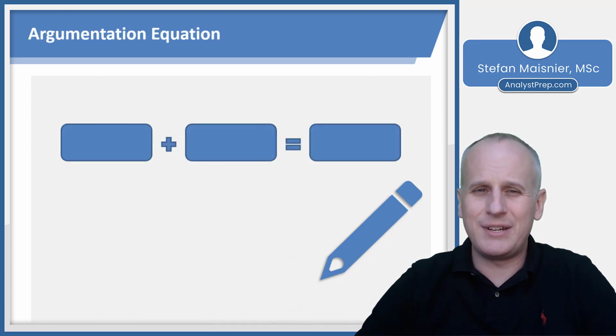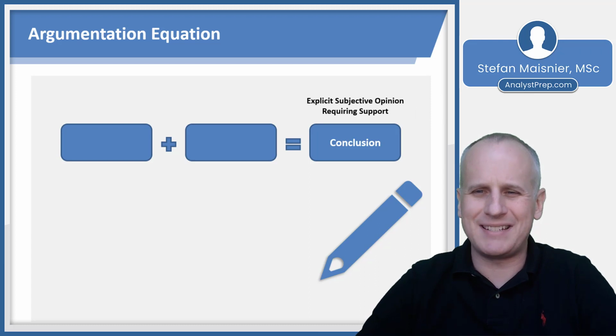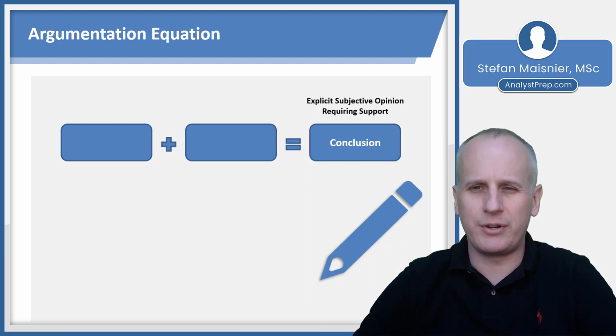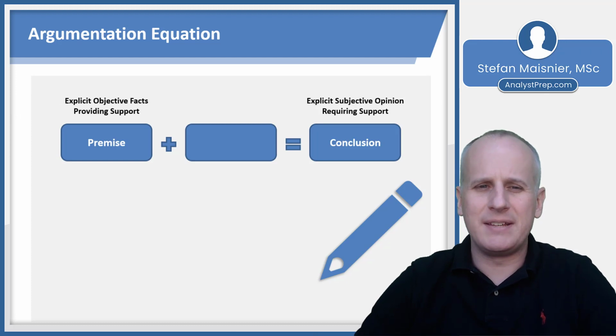So let's revisit our argumentation equation. And we know that all arguments ultimately lead up to a conclusion. And that conclusion is going to be the explicitly stated subjective opinion that requires some sort of evidence as support. And that evidence comes in the form of a premise. And that premise is going to be your explicitly objective facts that are presented in order to provide support.